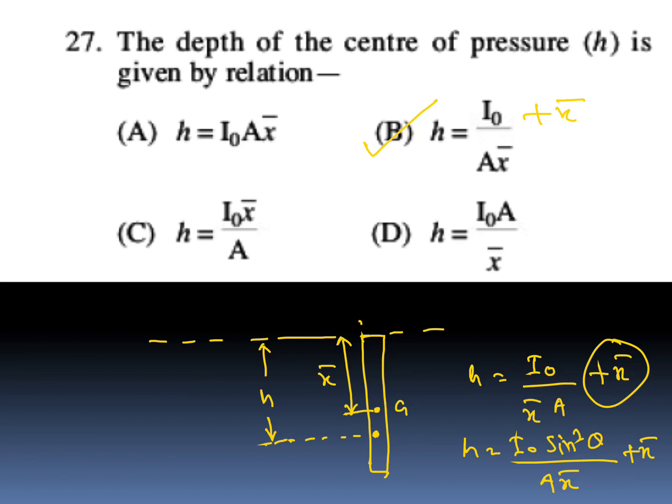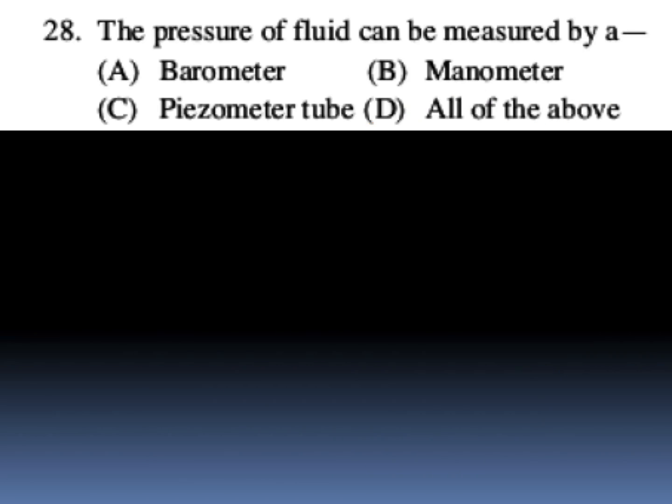Question is, the pressure of fluid can be measured by a barometer, correct, for gauge pressure, barometer for gauge pressure, manometer for pressure difference, then piezometer for small pressure measurement. This is also used for static pressure by piezometer. So all of the above, D is your answer.